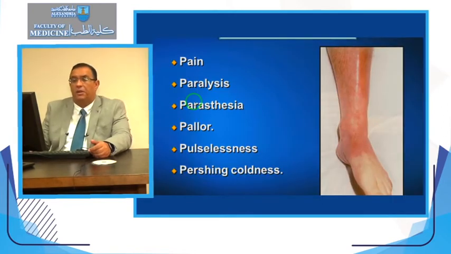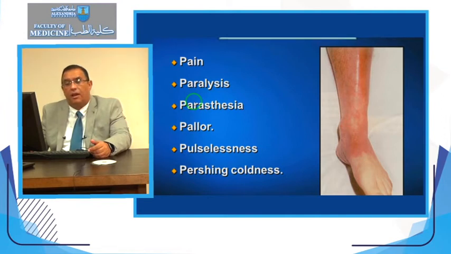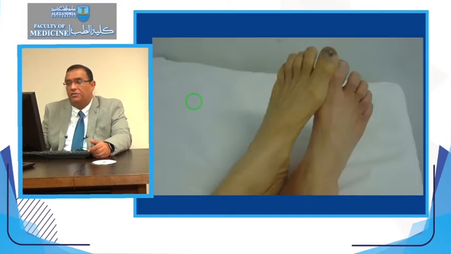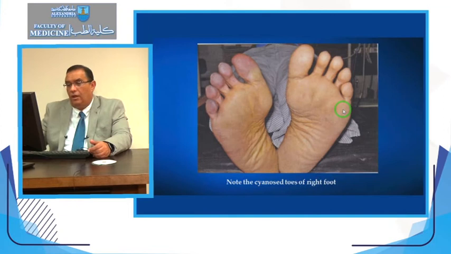Another revision of the clinical picture: we have pain, paralysis, paresthesia, pallor, pulselessness, and perishing coldness. Sometimes some authors add a 7th P to the 6 P's, which is purplish color of the foot, and sometimes they refer to 7 P's, not 6 P's. Here's the difference of color between both lower limbs due to ischemia. And here's the cyanosis of the distal end of the right foot, as you see the difference from the normal foot.